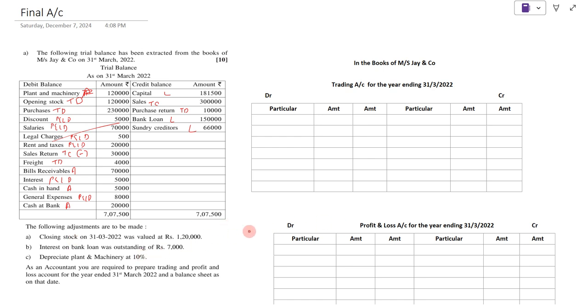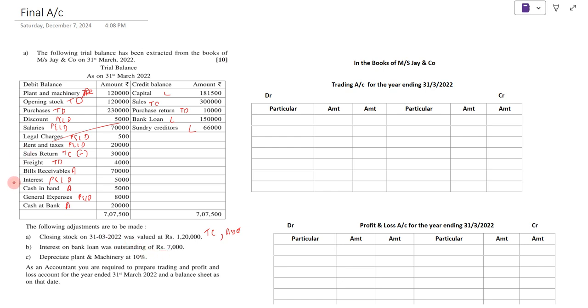Okay, now we have closing stock. For closing stock in adjustment, always remember adjustment has two effects. First, closing stock entry will go in trading account credit side, and the second effect of closing stock will be in the asset side.